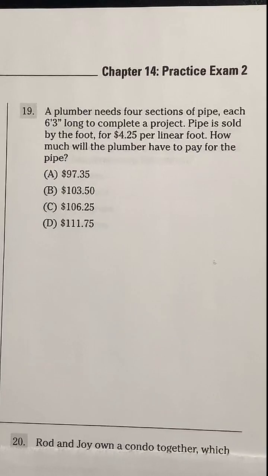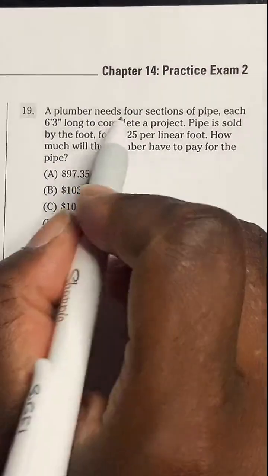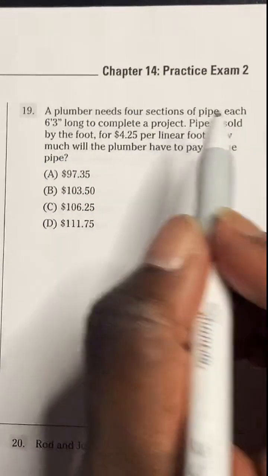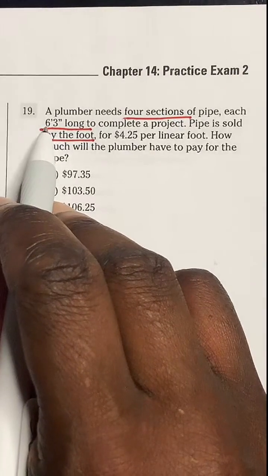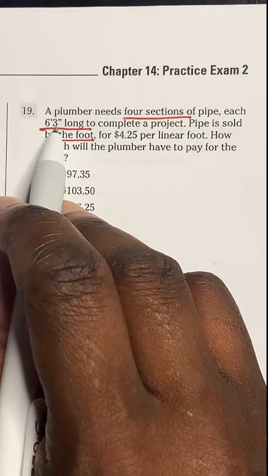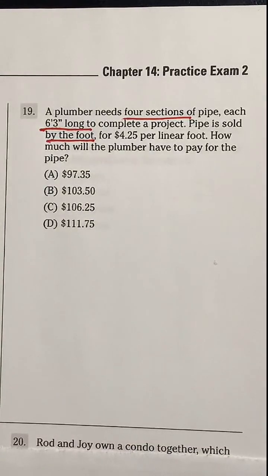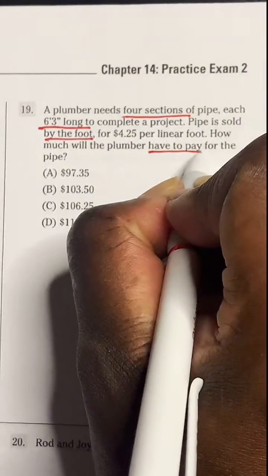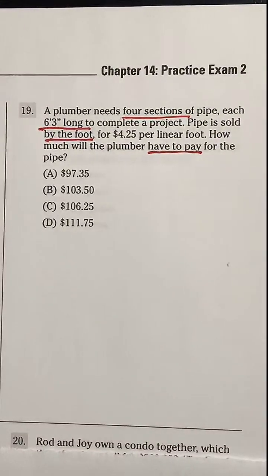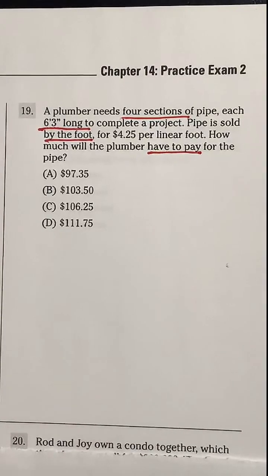So let's take a look here. So we're looking at 4 sections of pipe. So we know we need 4 of these bad boys, and it's sold by the foot. So even though we have 6 feet and 3 inches, we want to figure out how much he has to pay. Okay, it doesn't say the exact pay. How much will he have to pay?